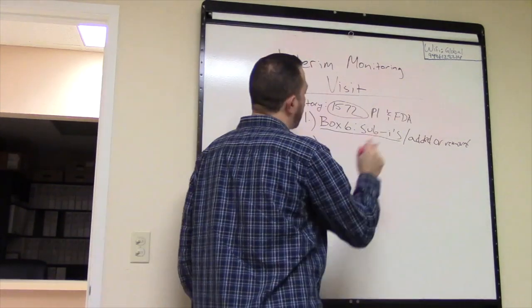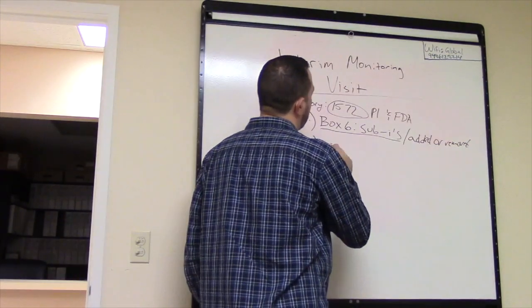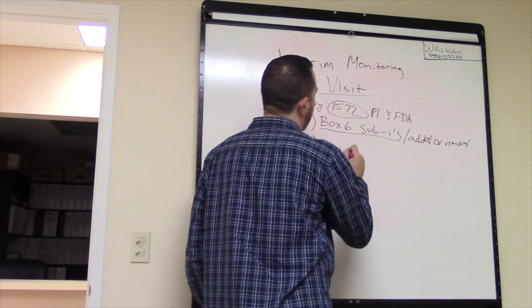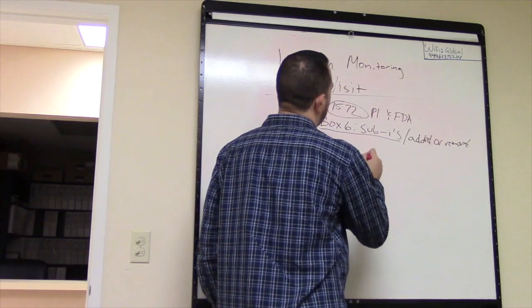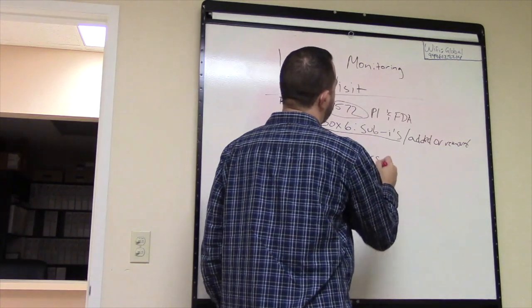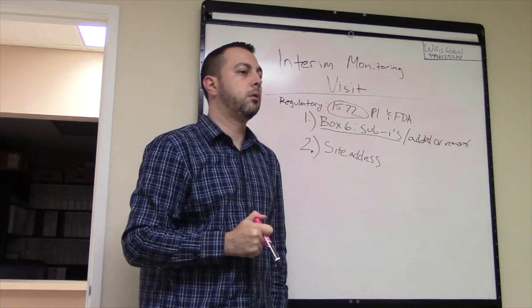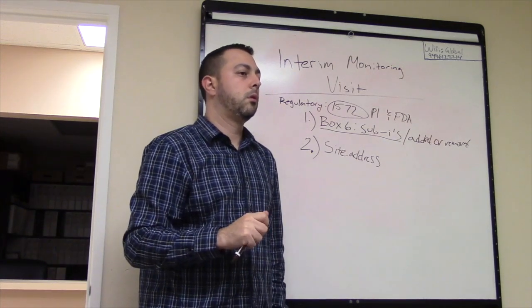Contract. What goes in the contract? One of the boxes, I don't know which box number. PI, I think that's the first thing. Yeah. One of the box numbers has the site address. Okay. So what happens if a site moves? And they need to contact the IRB and the FDA.